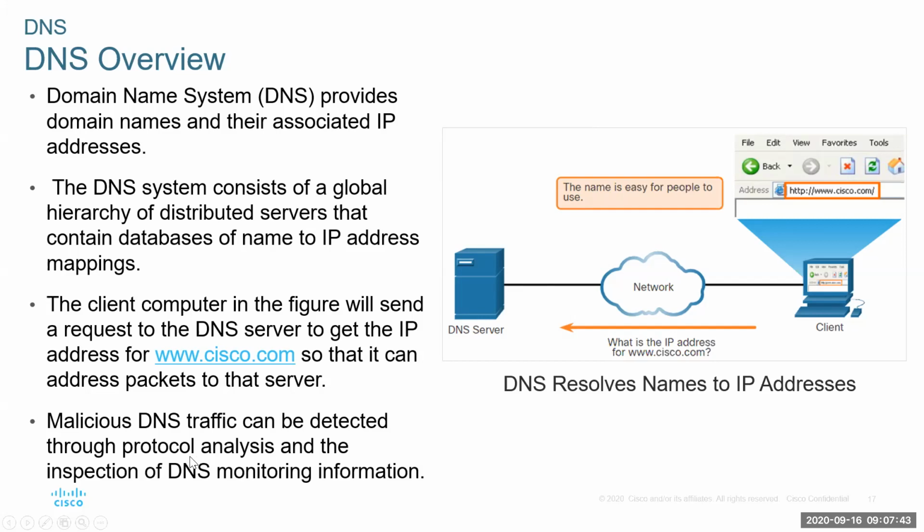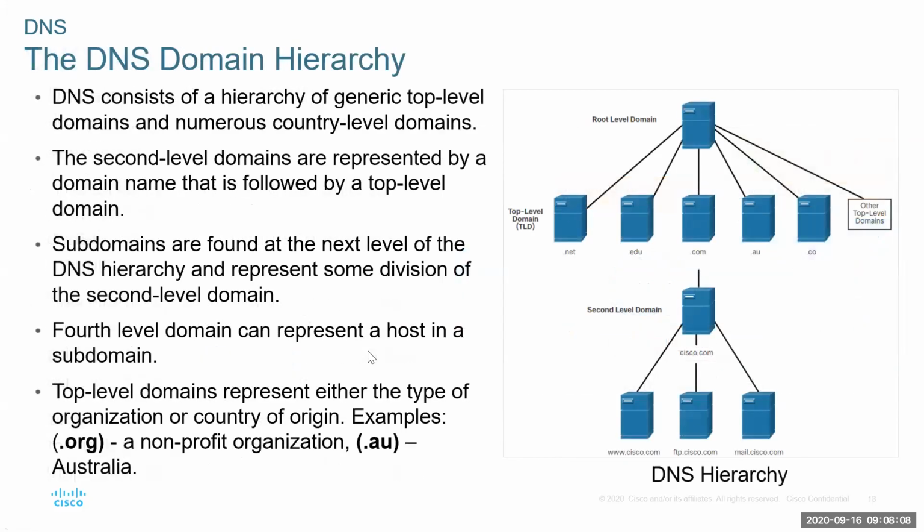The idea is that malicious DNS traffic can be detected and then inspected with a monitoring service. So I could sit in between you and this DNS server, doing a man-in-the-middle type attack, filtering out your DNS requests and then sending my IP address back to you, so that you as a client try to connect to me versus the actual Cisco.com.